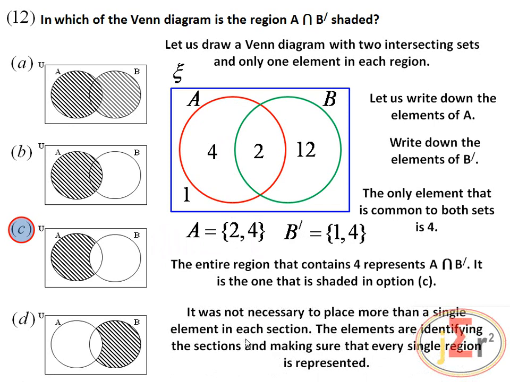It was not necessary to place more than a single element in each section. The elements are identifying the sections and making sure that every single region is represented. So we are not writing down a lot of elements because we are just identifying each unique section of the Venn diagram. And that is enough to determine our answer.